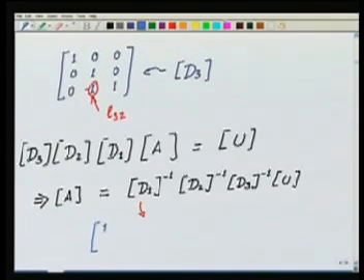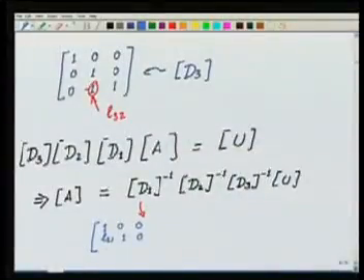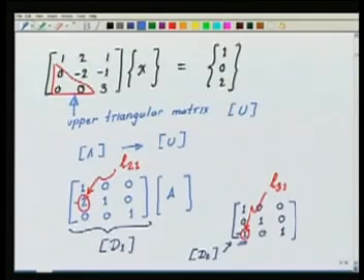D1 inverse will remain 1 0 0. We had subtracted twice the first equation from the second, so now I will simply have L21 1 0, 0 0 1. So what I have done here is I have taken D1 and simply taken this part which corresponds to the subtraction and taken the negative of that, put it back into the matrix, and that becomes the inverse. It is as simple as that.